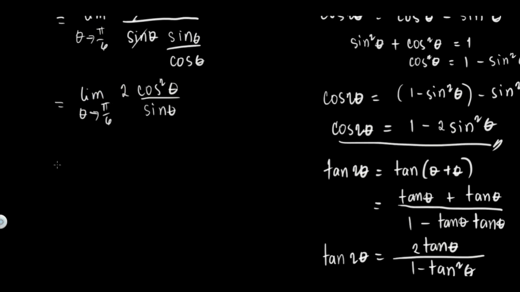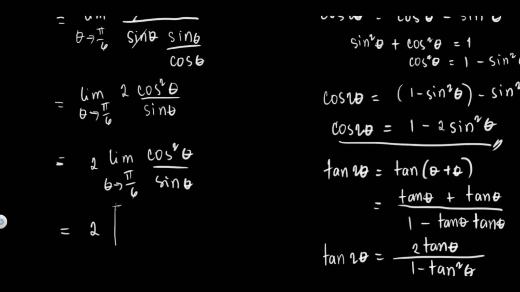Ilabas daw natin. That's 2 times a function. So, labas natin yung constant. 2 times the limit of cosine squared theta over sine theta as theta approaches pi over 6. Then next is substitute natin itong pi over 6 to theta. Okay? Times cosine of pi over 6 square. Okay? Over sine pi over 6.